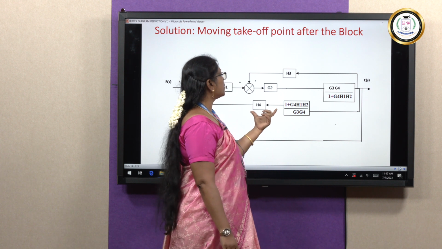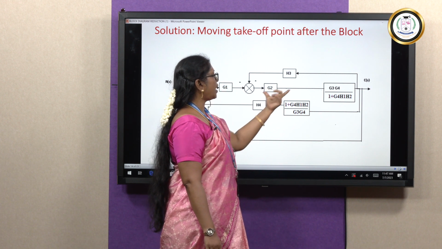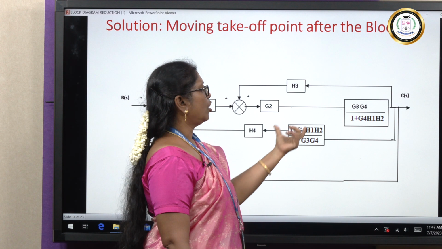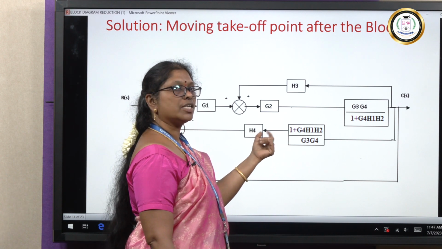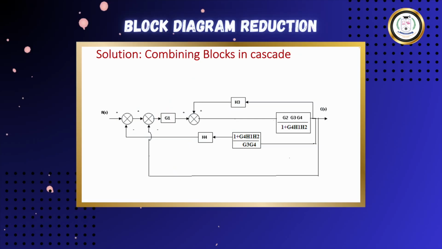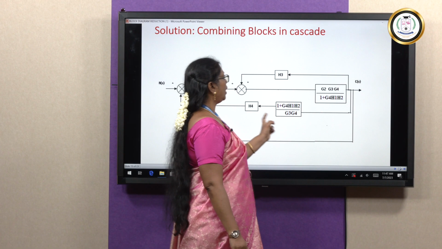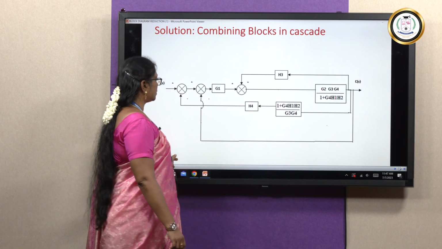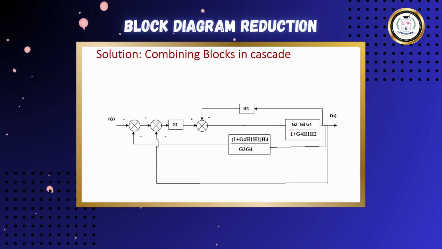Okay. Now, if you see, these two are in cascade and these two are in cascade. So, I can combine these two and combine these two. So, the next step we have combined G2 here. So, G2 G3 G4 by 1 plus G4 H1 H2. Okay. Next we are going to combine this. So, when you are combining this, 1 plus G4 H1 H2 into H4 divided by G3 G4.